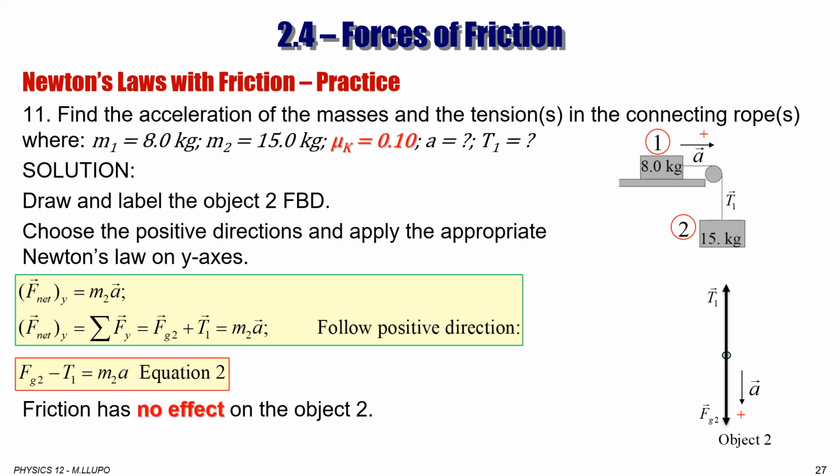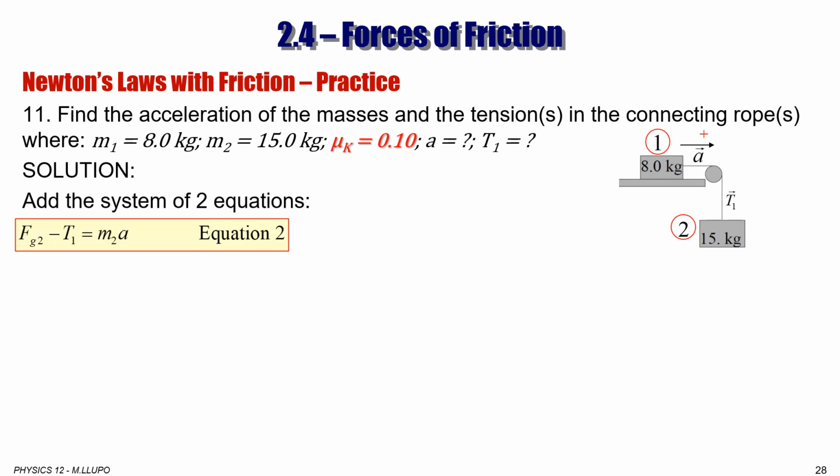As you see, there is no friction here because that object is in air. There is no surface there. There is no normal force. Some people make that mistake. They draw a normal force in the free body diagram. There's no normal force because there's no surface. Okay, so that's this step.